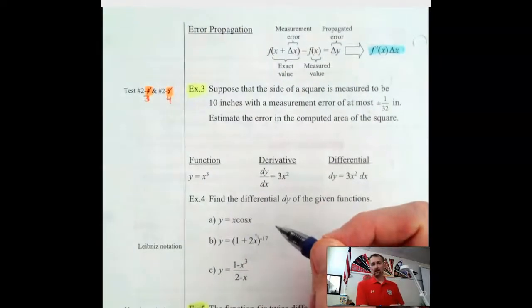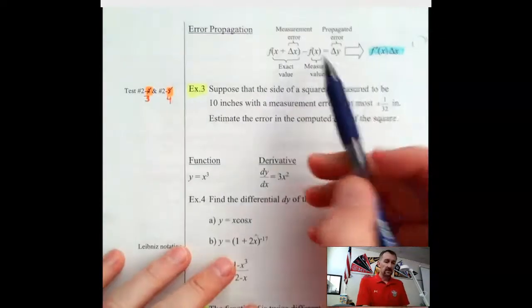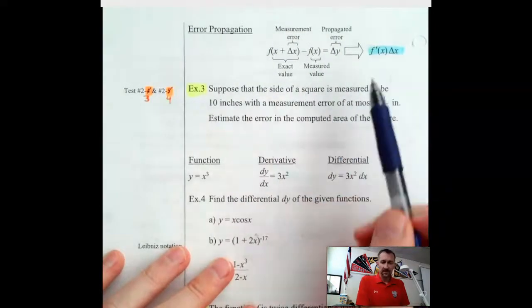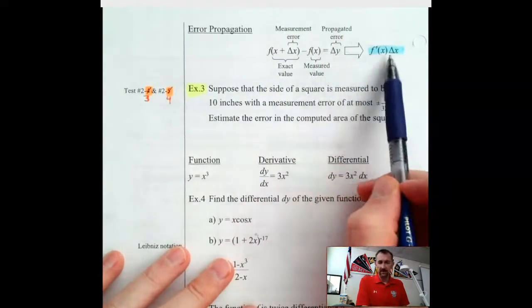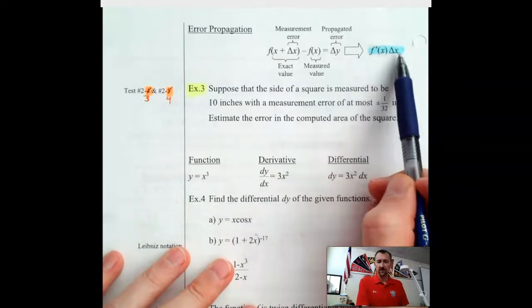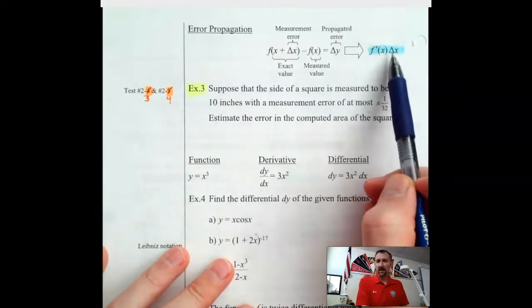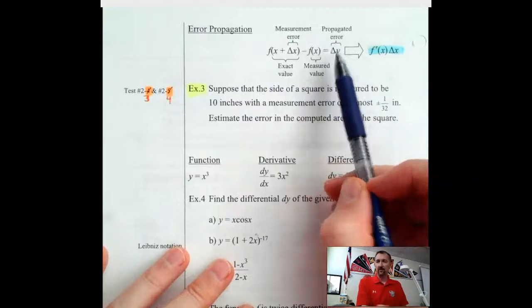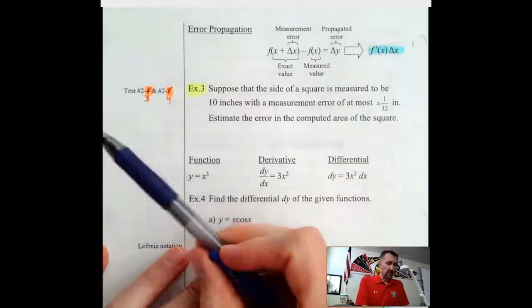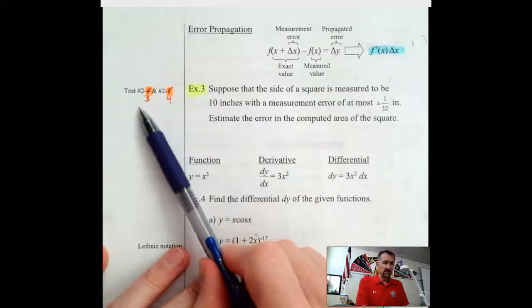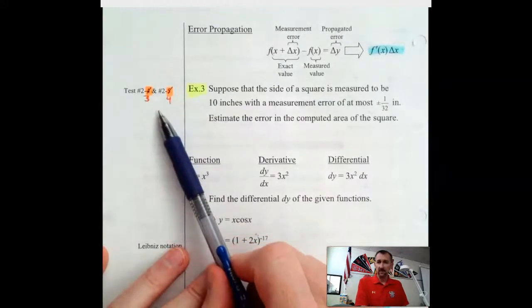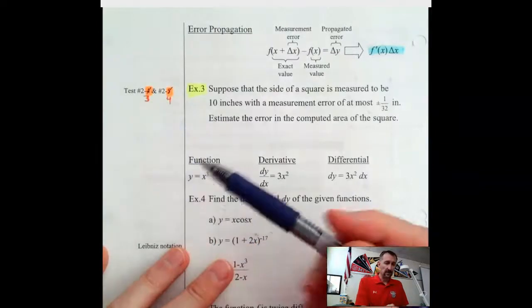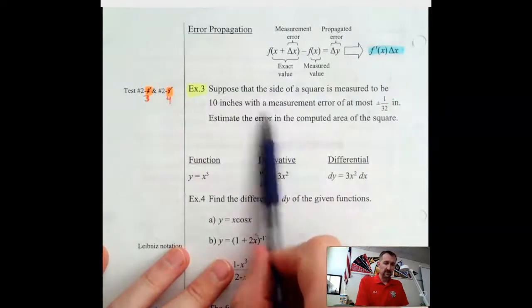All right. So we can use these differentials to find the error in a measurement. So this has some information in it, but the main idea is this right here. You're going to take the derivative at the value times the error in x, and that'll give you the error in your final answer. The last couple years, this was on the third and fourth test of the second quarter. I'm not sure this year, but this has been a test question.